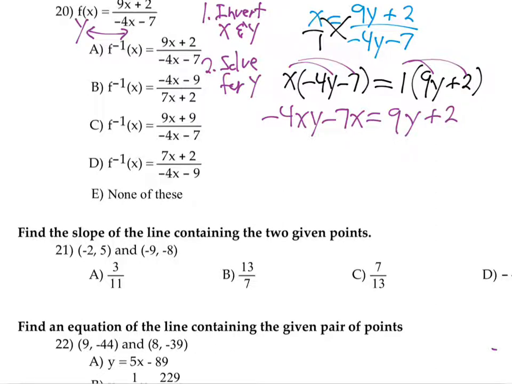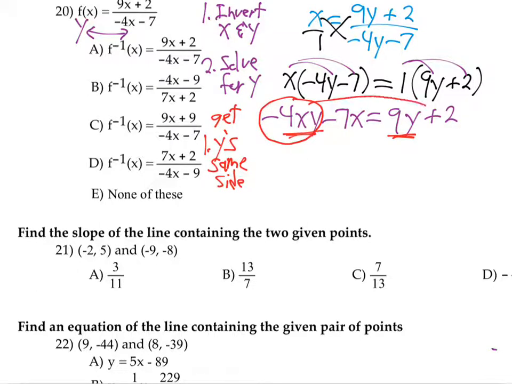Okay, so now things get a little tricky. If you notice, our y terms are in 2 places. So what do we do when we have y in 2 places? Well, this is kind of what we do. Get the y's on the same side. So I'm going to grab this one and jump it over here. It doesn't matter which side. You can get both the y's on the left of the equal sign or on the right of the equal sign. Just get the 2 y terms on the same side.